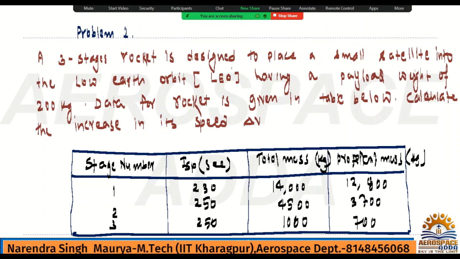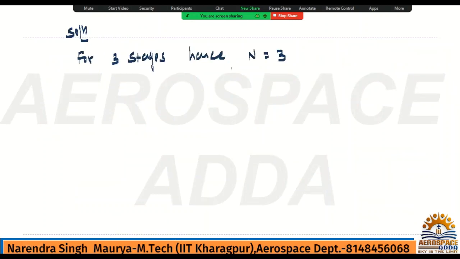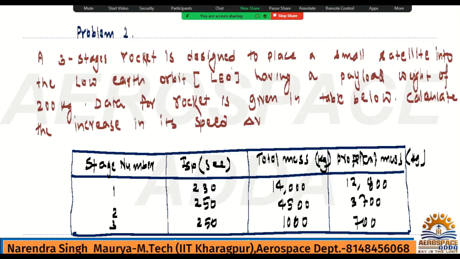How will that data be given for parallel? I will solve one parallel multi-staging rocket as well. Then with the given data you can understand which is series and which is parallel. First we'll solve this, and parallel also we will solve. Then I will show you the comparison. They have not used that word, but with the given data you can understand this is for parallel and this is for series multi-staging. All right, so this problem I am going to solve is for the series multi-staging rocket.